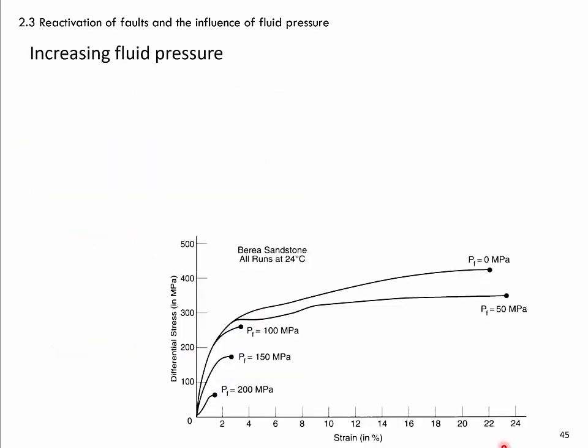Let's summarize what we have learned about the influence of pore fluid pressure. Here on this stress strain diagram, we can see that high pore fluid pressures are weakening the rock, because high pore fluid pressure will counteract the compressive stresses, and that might cause the rock to fail at fairly low differential stresses, after which veins can form.